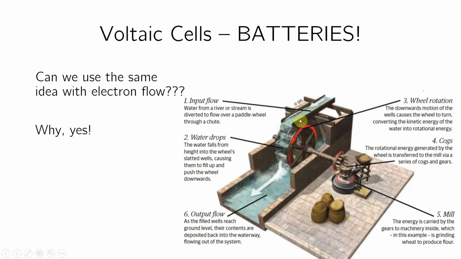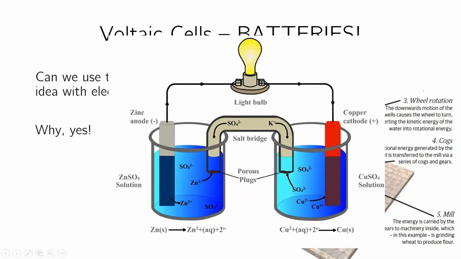Can I do the same idea as this with electron flow? The answer to that is absolutely yes. I can have electrons flowing across some sort of an element that I care about. And after it flows, I don't really care what it looks like. It's just going to be stagnant water or stagnant electrons, whatever, as long as this potential energy was used to do something for me. So let's look at that.